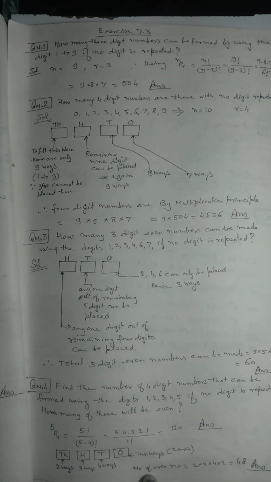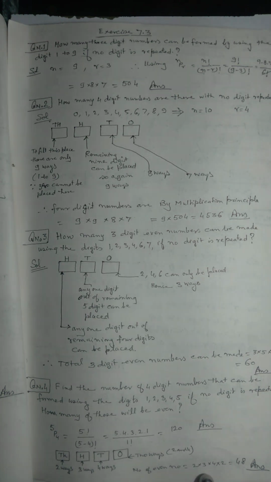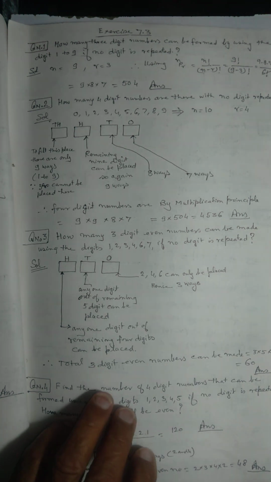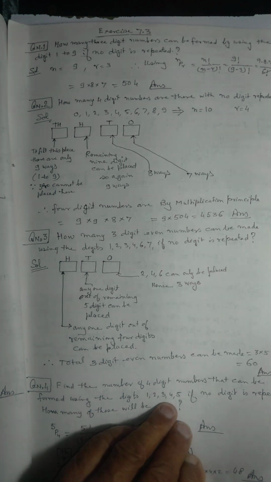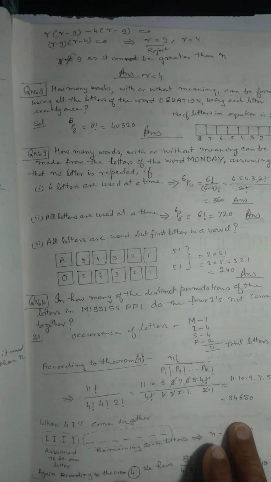So the number of even numbers will be equal to 2 into 3 into 4 into 2, that will be 48. And this will be the answer of question number 4. Now proceed to the next question, that is question number 5.